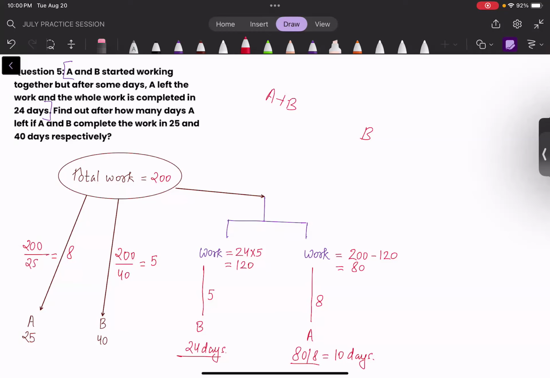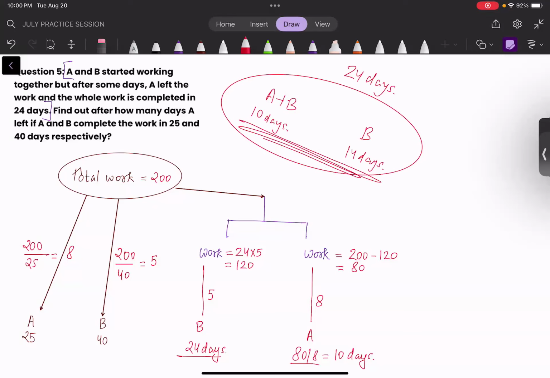All right. Then he left. Okay. Overall, they took 24 days. A worked for 10 days. And then after that, remaining days, B has worked. So B has worked for overall 24 days. A has worked for just 10 days. Understood? All of you? Overall 24. A has worked for 10 days. B has worked for complete 24 days.